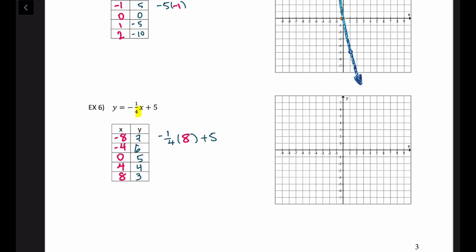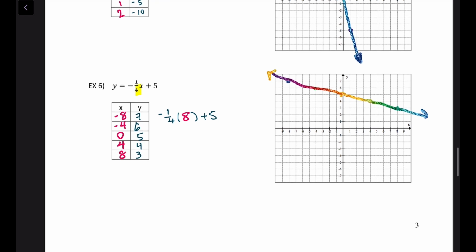So left 8, up 7, left 4, up 6, just up 5, right 4, up 4, and right 8, up 3. And that is number 6.